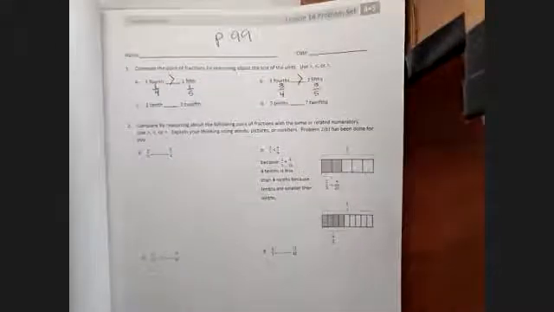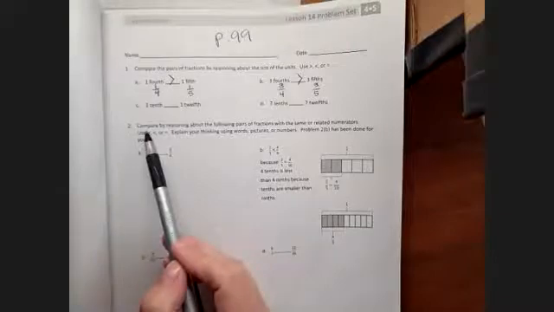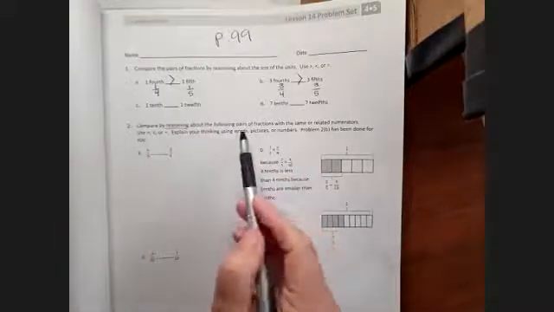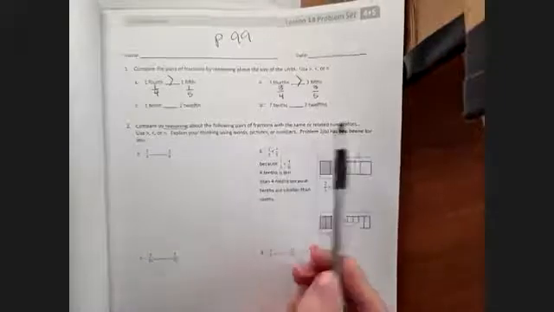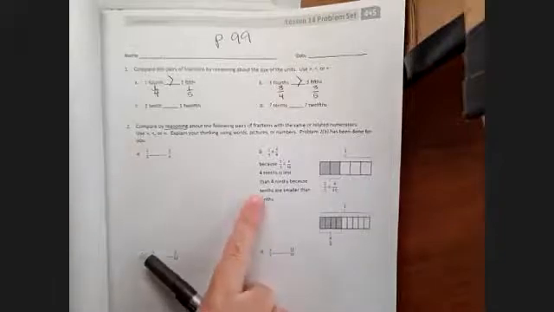Okay, so let's move on to number 2. We're going to compare by reasoning about the following pairs of fractions with the same or related numerators. We're going to use greater than or less than. We're explaining our thinking. They did B for us, so let's take a look.